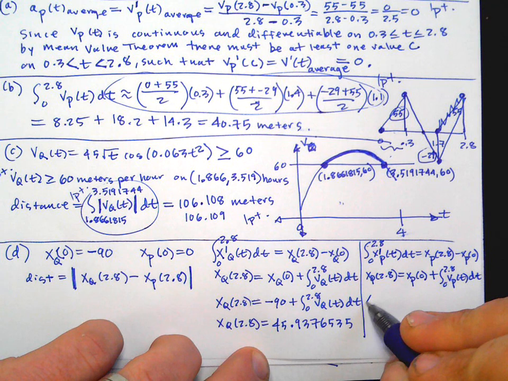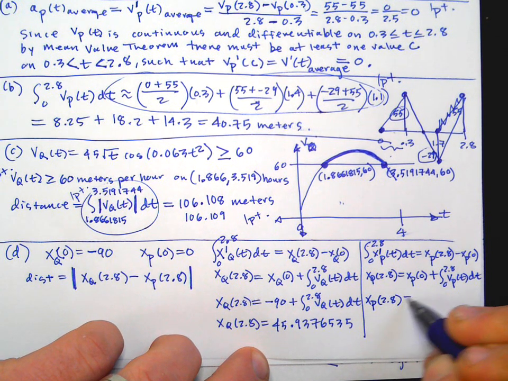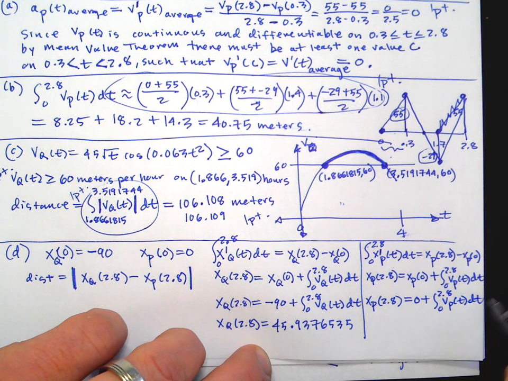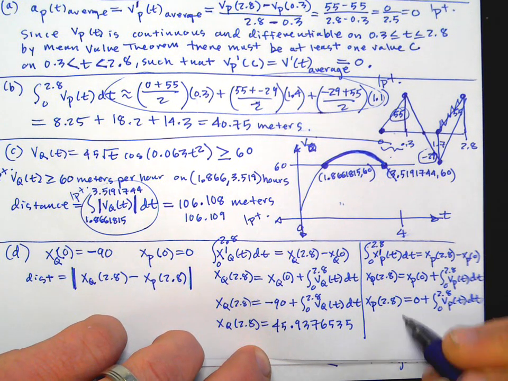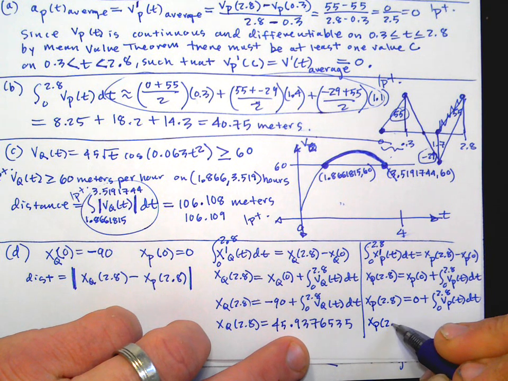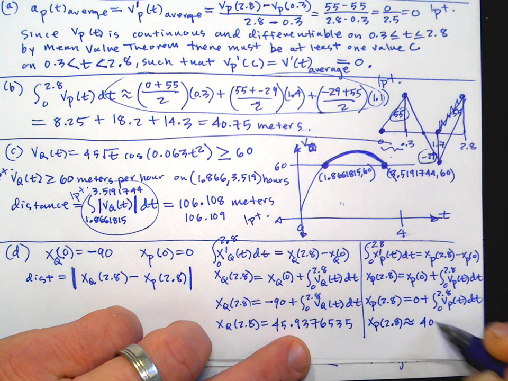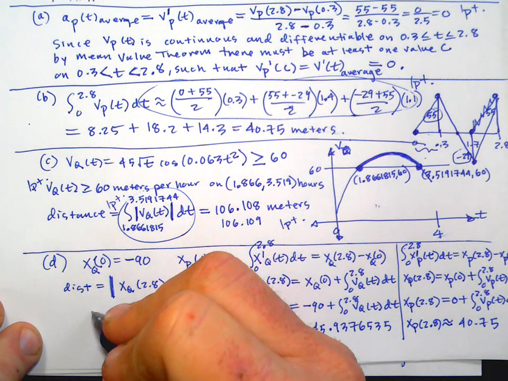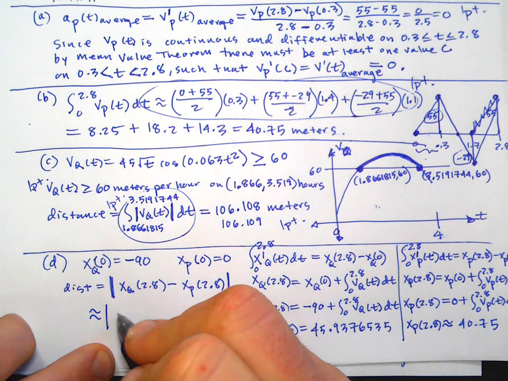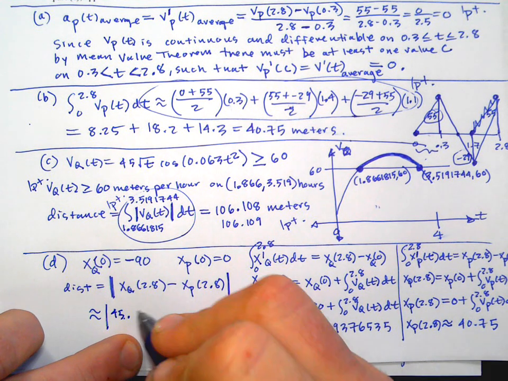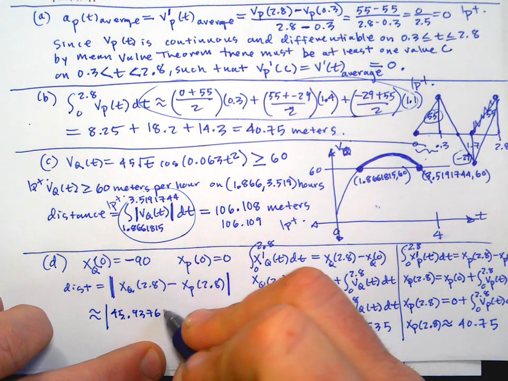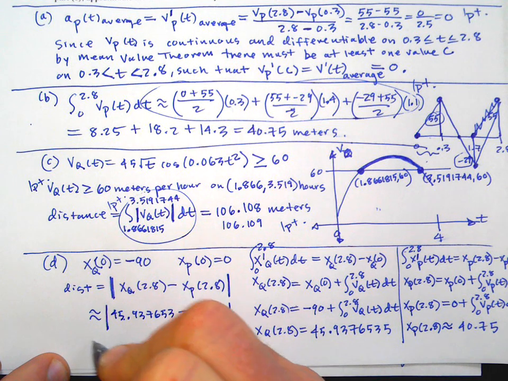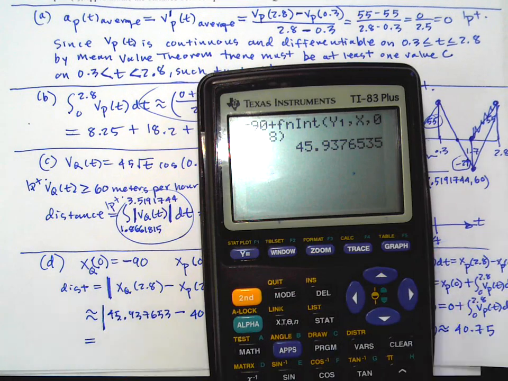And then so we're going to get x sub P of 2.8 equals 0 plus the integral from 0 to 2.8 of v sub P dt. Now, we calculated this in part B, but it was an estimate. So x sub P of 2.8 is approximately 40.75 meters. Okay? So now we can go back here and we can say that the distance between them is approximately the absolute value of 45.937653 minus 40.75.